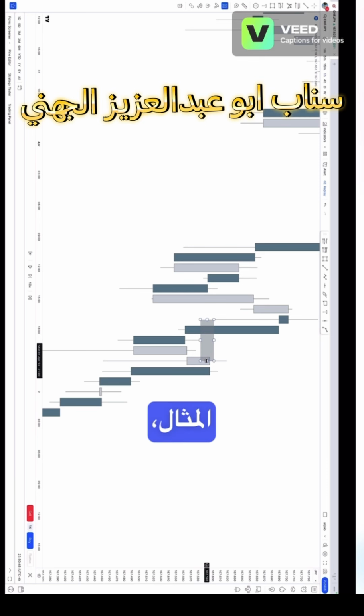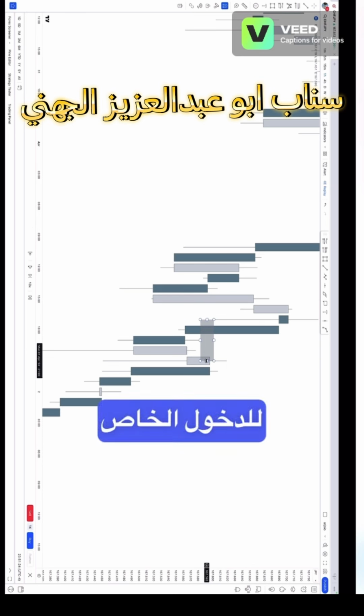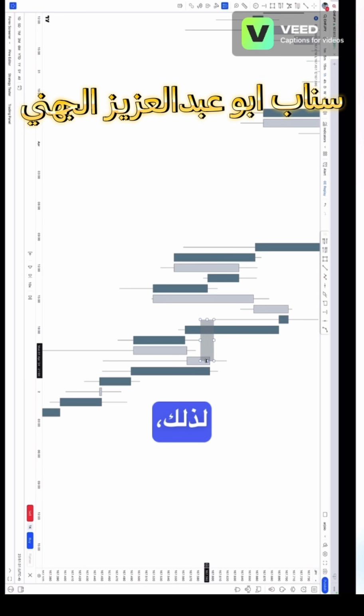So for example, if we have a 1 hour PD array that we are looking to confirm on the lower time frame, then the further the entry time frame is going to be from that 1 hour time frame, the more confirmation you are going to need. So the closer the PD array time frame and your entry time frame are to each other, the less confirmation and the higher probability your entry confirmation is going to be. So if we have a 1 hour PD array right there, and we are looking at a 1 minute sharp turn, that's not quite enough. Then we would need another fair value gap lower instead of just a sharp turn.